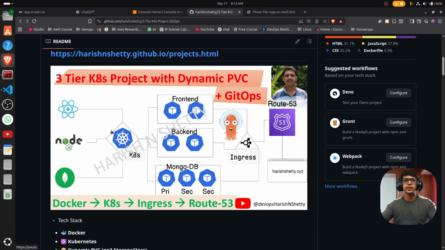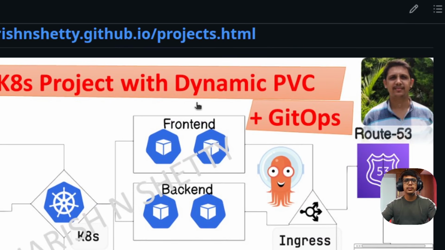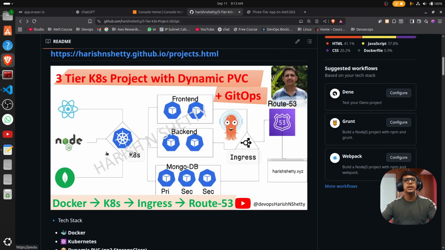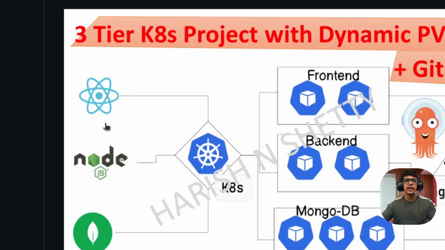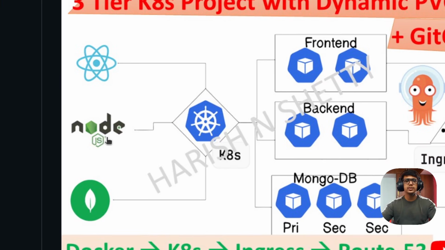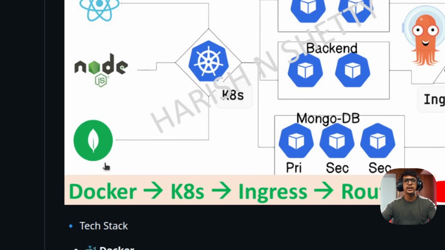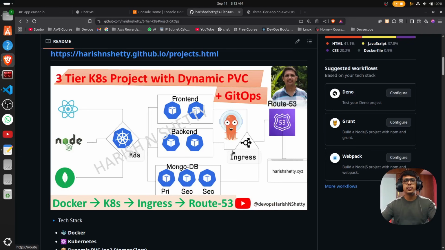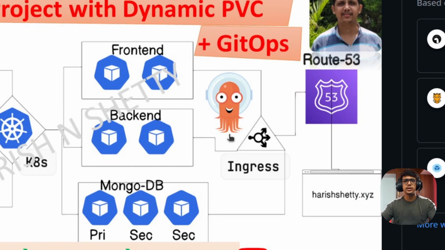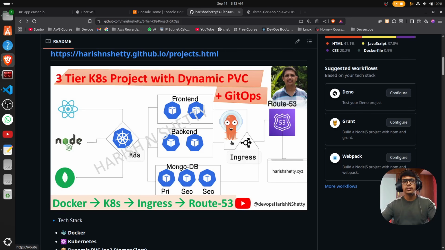In this video we are going to do the 3-tier Kubernetes project with the dynamic PVC for MongoDB. For the front end we are using React, for the back end business logic we are using Node.js, and for storing the data we are using MongoDB. In the first phase we are using manual deployment of the pods, and in the second phase ArgoCD is going to deploy automatically.